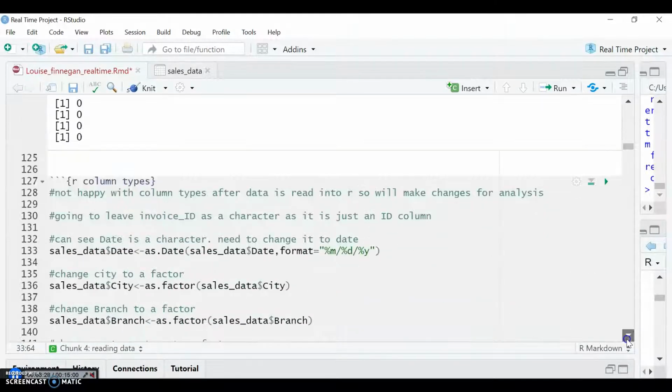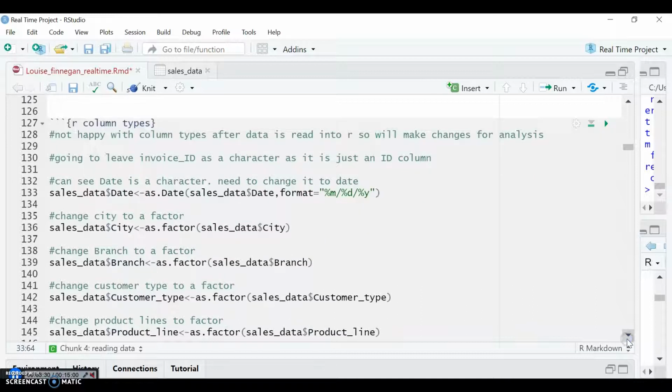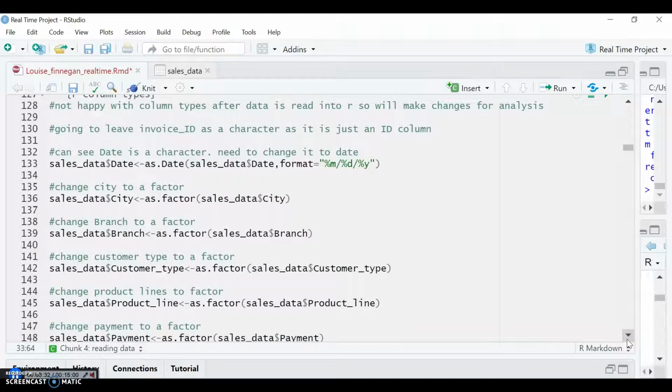Then I looked at the column types. I didn't bother doing anything with the invoice because it was just an identifier for me. The date was a character, and I knew because there's time series to do, I'd have to look at doing that. Initially, I just looked on Stack Overflow and found a way of changing it from character to a date. I then had to do more with it as time went on.